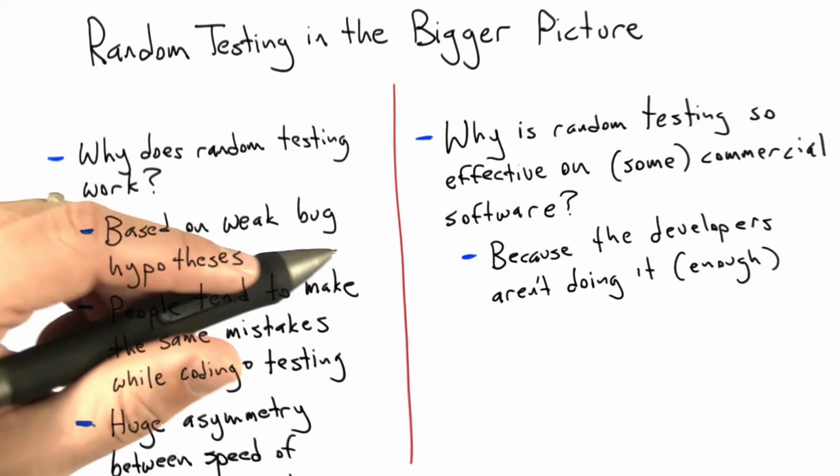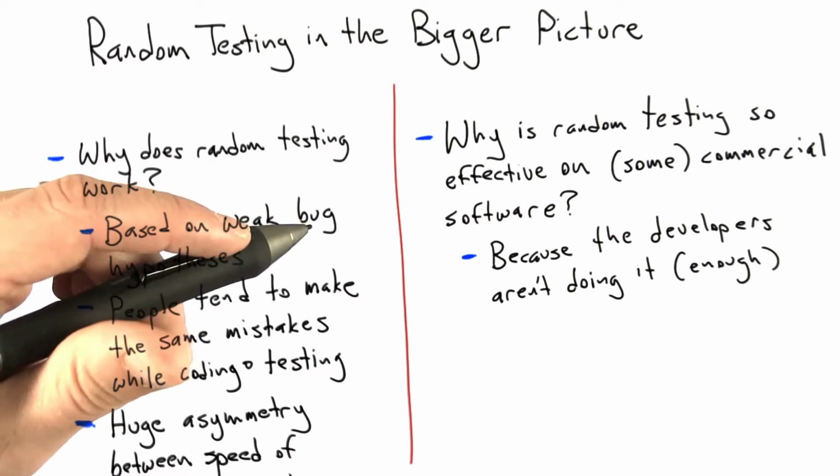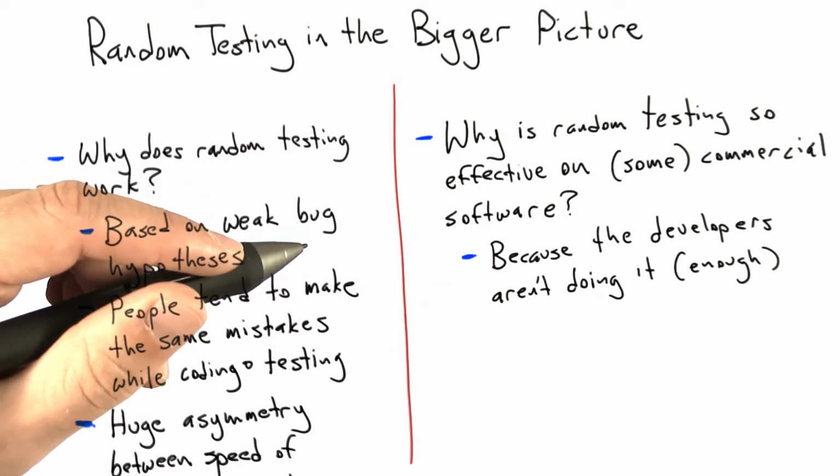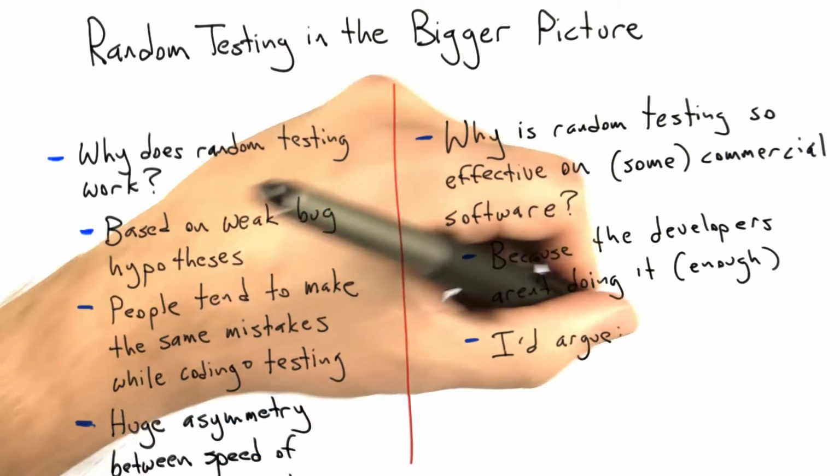And remember that some of those bugs Charlie Miller was talking about were security vulnerabilities. These are things that they really don't want in their software. And so what I'd argue is that software development efforts that don't make proper use of random testing are flawed.